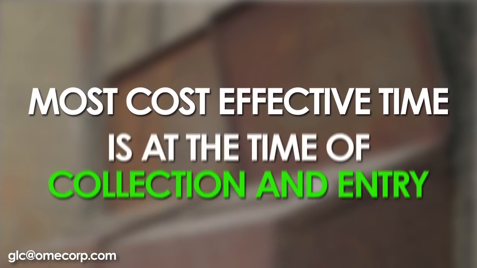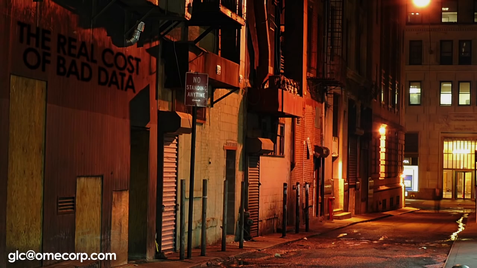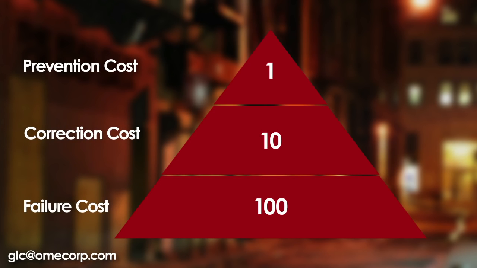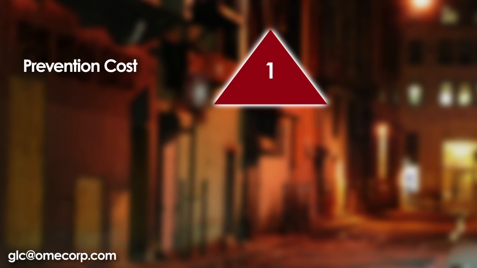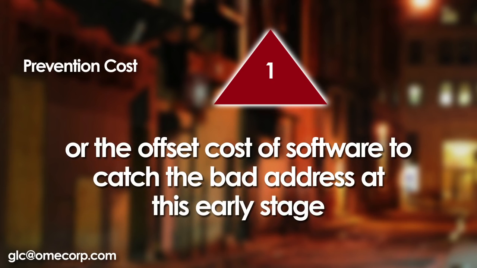Now, if we're talking about the most cost-effective time, of course that would be at the time of collection and entry. I first came across this useful rule on a white paper put out by Information Builders called The Real Cost of Bad Data. This graph shows that the further that a customer transaction progresses, the more expensive it becomes to correct all the address info. Starting at the top, we'll use $1 to represent the cost to fix an address at the time of entry. During this prevention stage, there is a small prevention cost of increased labor for extra data entry, or the offset cost of software to catch the bad address at this early stage.